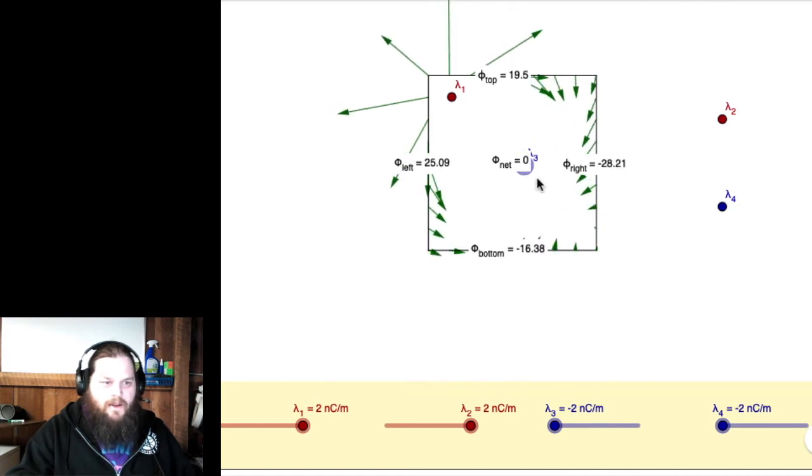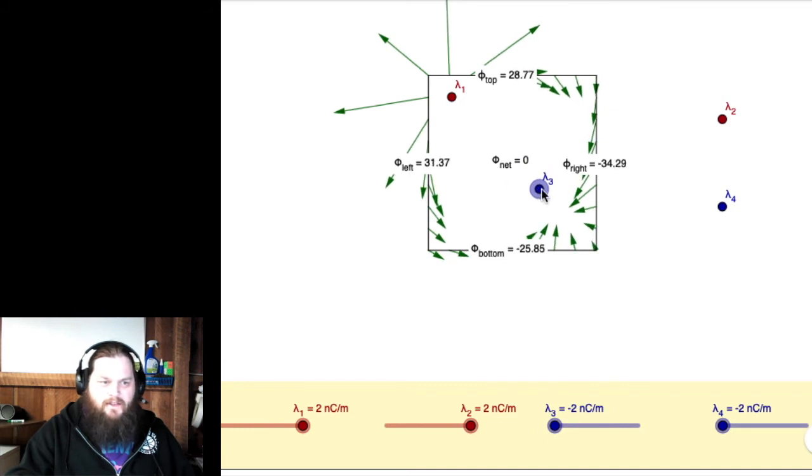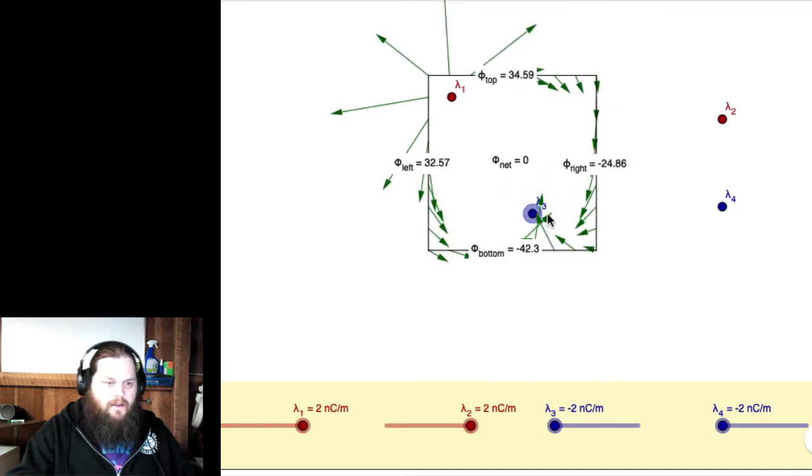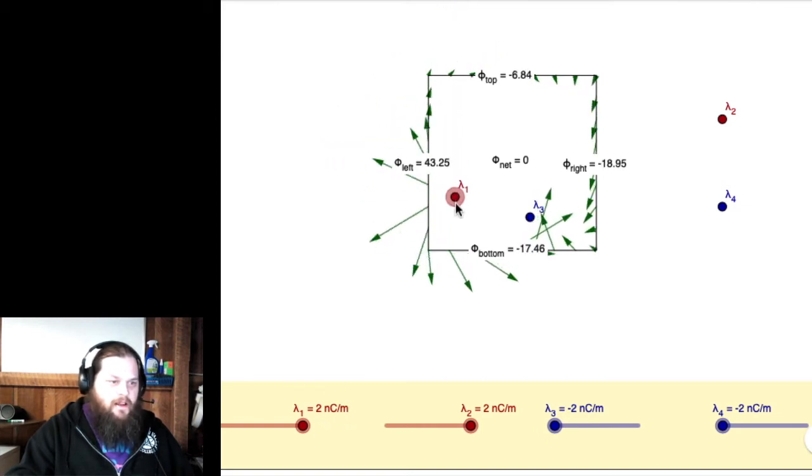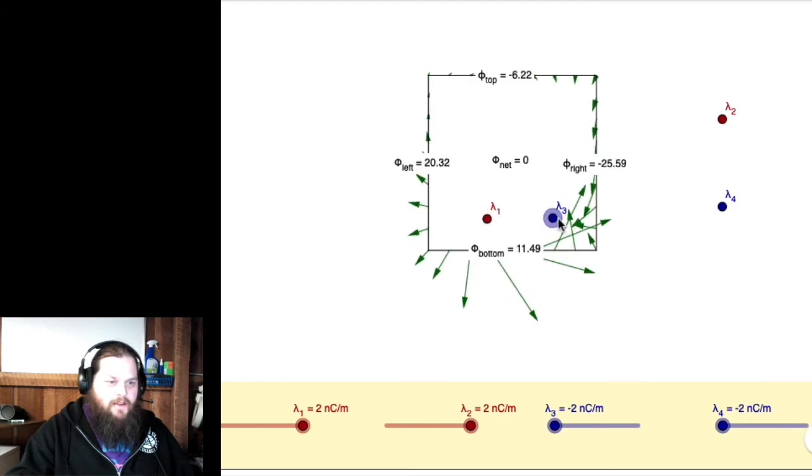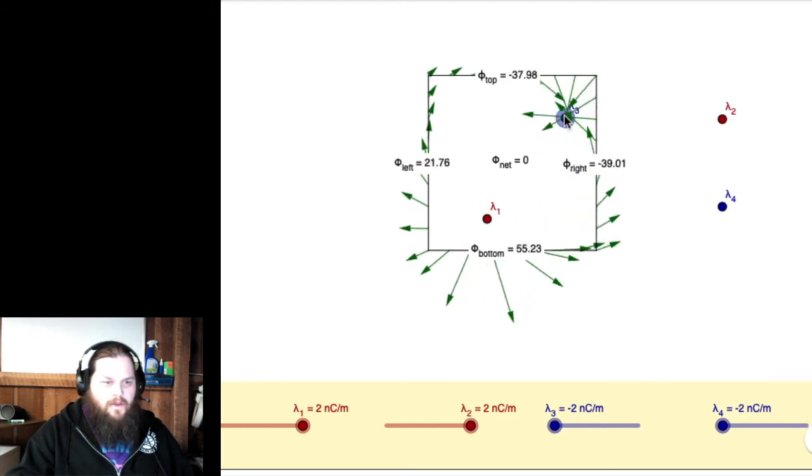You can see how it changes, but the net stays 0 no matter how I move these inside. That's because the lambda 3 that I was just dragging around is -2 nanocoulombs per meter. That's the density of that little ball. This one up here, the lambda 1, is the same, but positive. The positive one is radiating electric field outwards. The negative one is sucking it inwards. Either way, the net flux is the same because the charge is there.